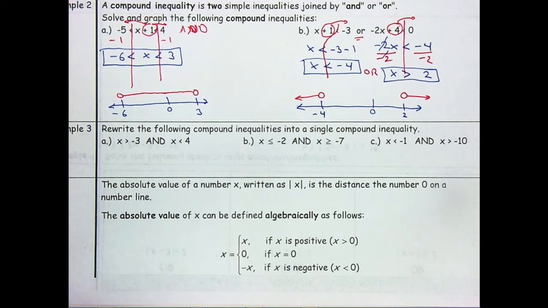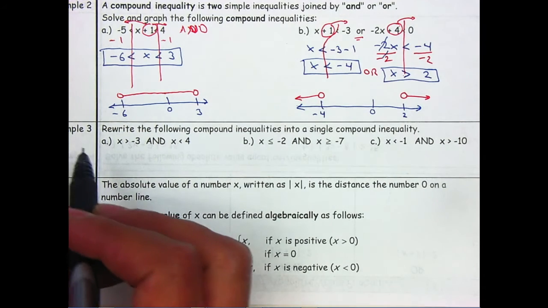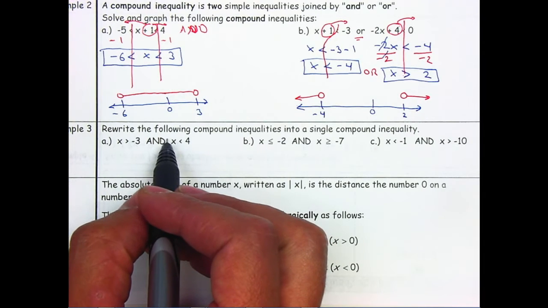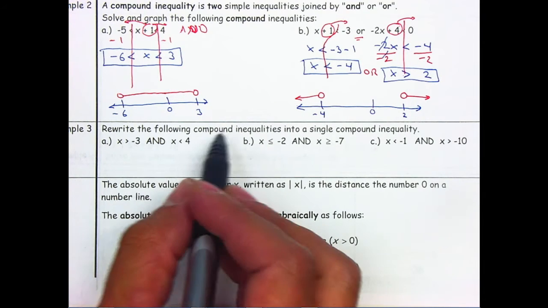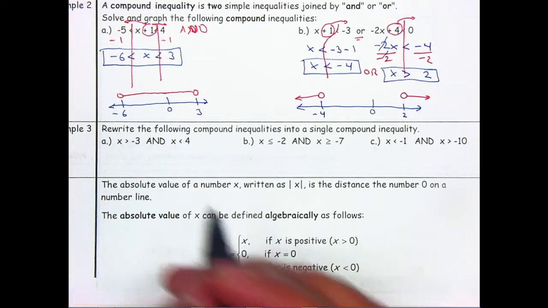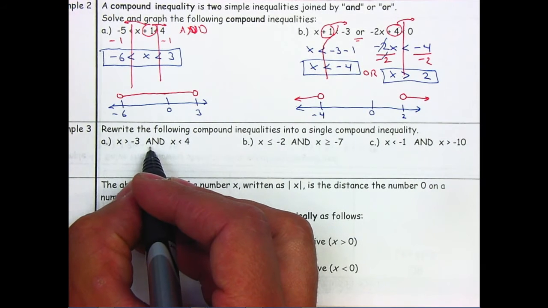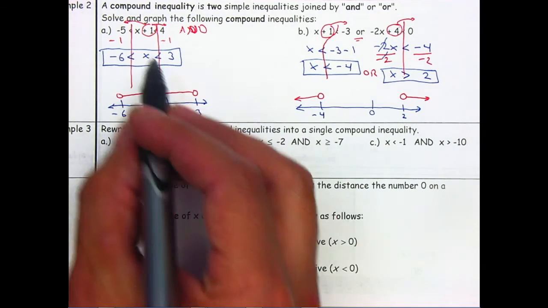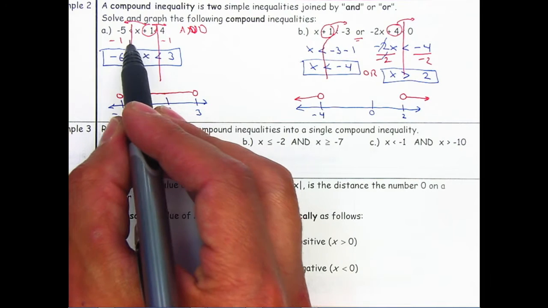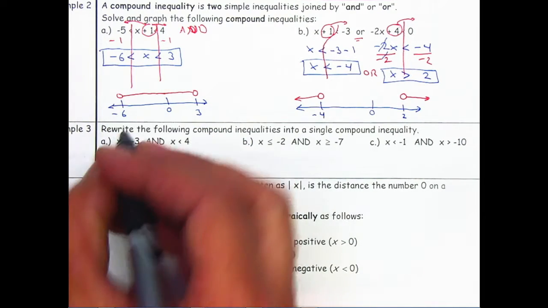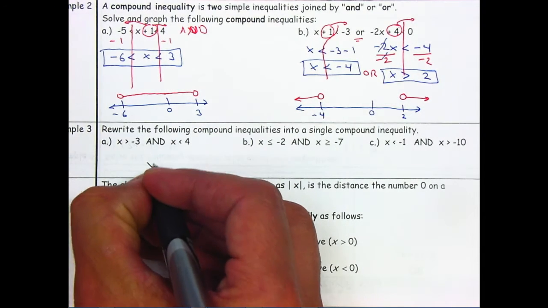Now let's go and look at example number 3. On example number 3, they're asking you guys to rewrite the following two inequalities into a compound inequality. We have two inequalities with an "and." Remember, if it's an "and," it should be connected, just like on example 2a. We're going to place the x in the middle.